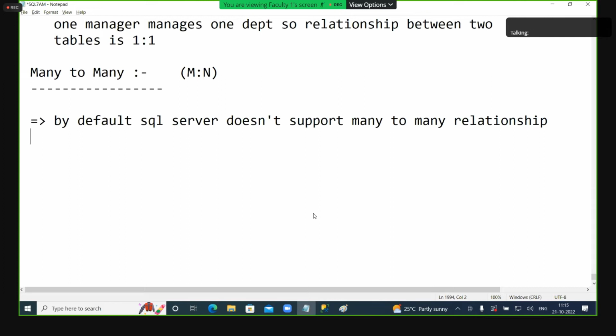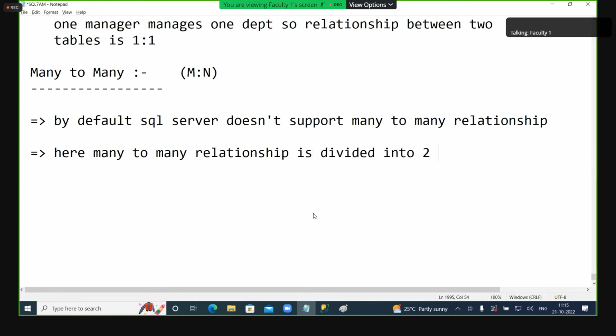Then how to establish many to many? To establish many to many, divide the many to many relationship into two one to many relationships. Your many to many relationship is divided into two one to many relationships.